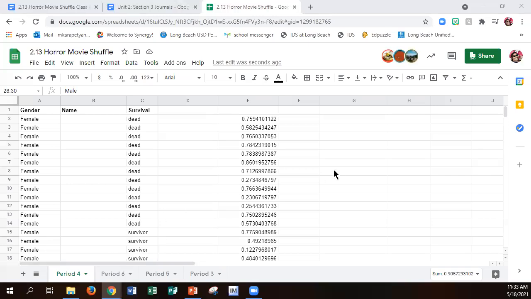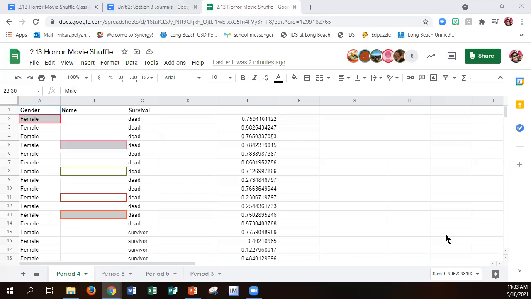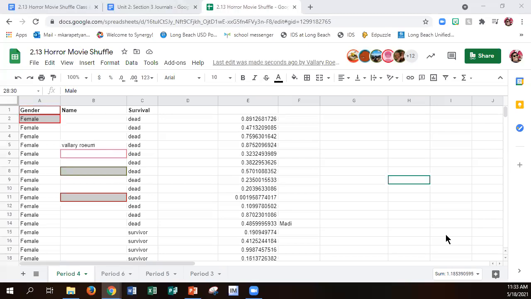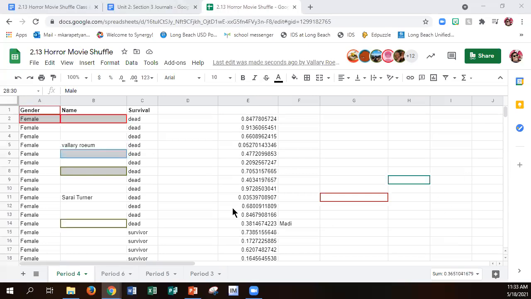Now, the second you're on here, pick a box, write your name in it, and then leave the box, please. Move to the right in a column that's not being used so that people can see your name populated there and they don't write over your stuff. Don't erase the female. Just write your name under name. Pick whichever one you want.